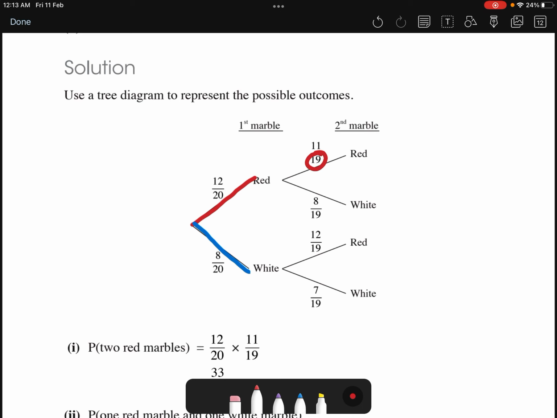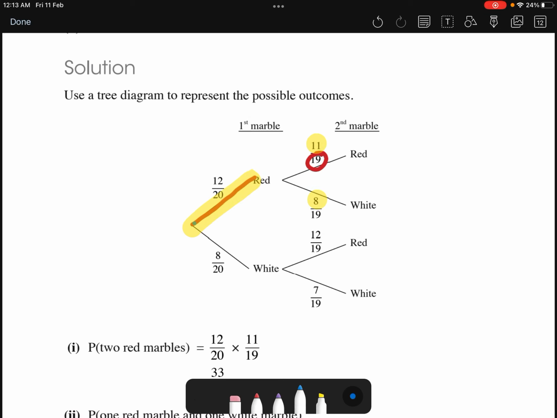Okay, so of course, if I erase this first, if the first choice you choose a red marble, of course you are left with 1 less red marble. So you must put 11 right here. I cannot put 12. If you put 12, everything is wrong already. Alright, so if your first choice is red marble, then the second choice is white marble. So the white marble still remains the same. Initially, you got 8 white marbles. The second will also be 8 white marbles. So it's still 8 over 19.